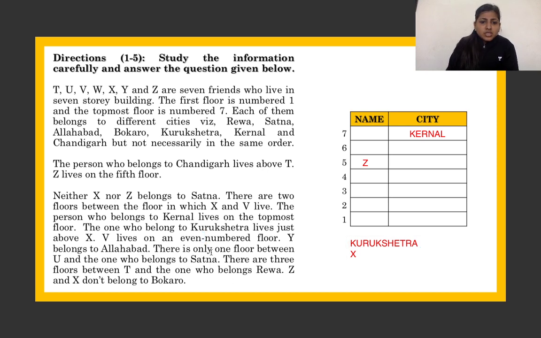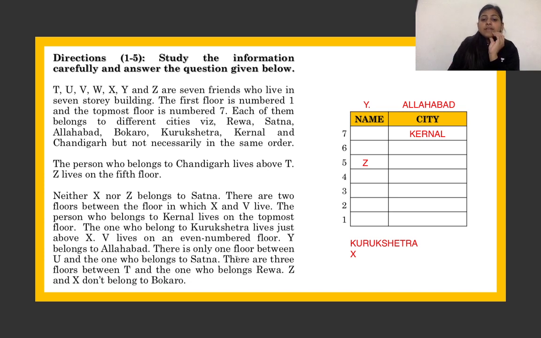Next, Y belongs to Allahabad, so Y and Allahabad will be together in the same row. Wherever it is, it will be in the same row. We don't know on which floor, but wherever it is, Y and Allahabad have to be together.